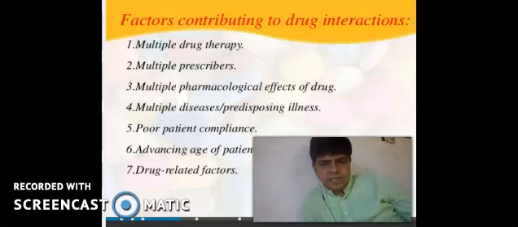Then drug related factors also affect drug interaction. For example, if we take the drug diclofenac orally, it gives a good result. But for topicals, if we take it in a topical form and apply it to the skin, then sometimes skin irritation may cause, and it will give an adverse effect. So drug related factors also have an effect.